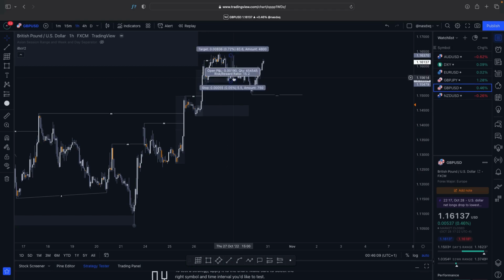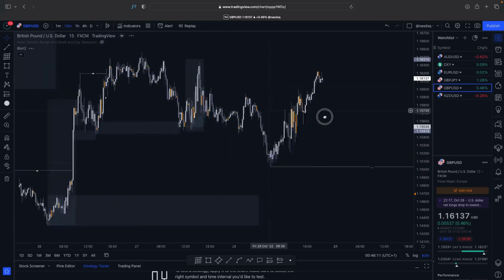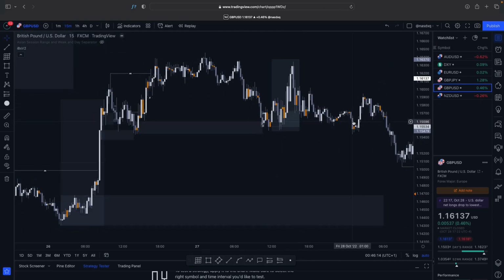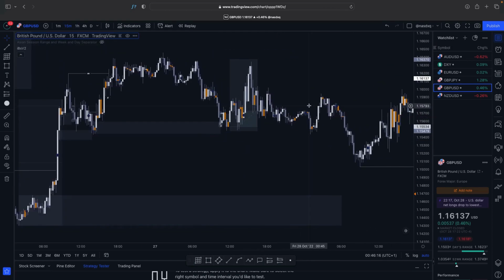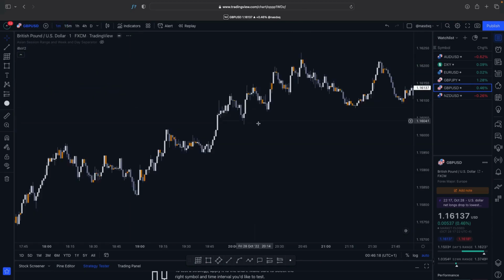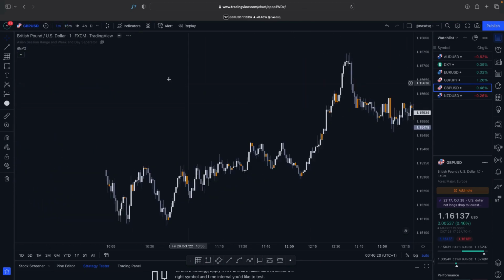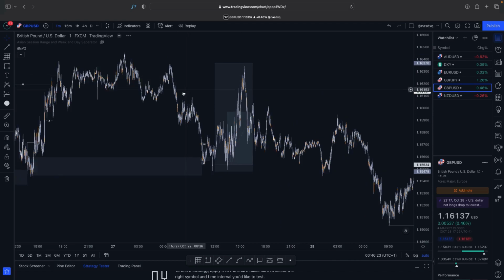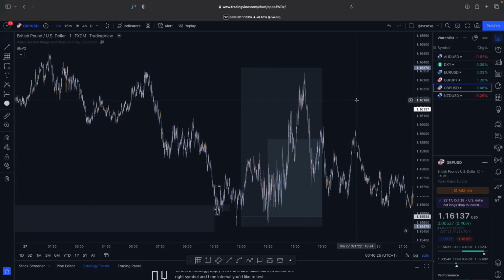I did actually lose a trade on GU last week. I believe my stop was way too tight, I entered a little bit higher than I should have done. So I'll find it for you guys. I will put it on my Instagram at some point.